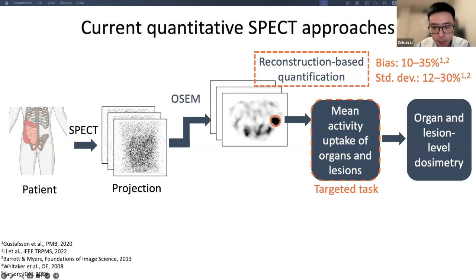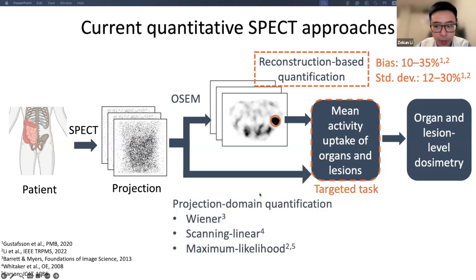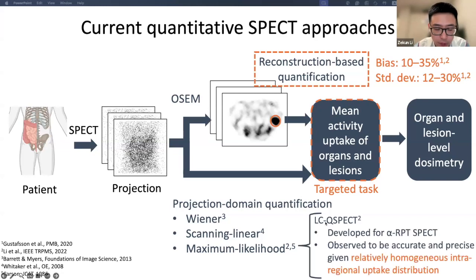In contrast, the projection domain quantification methods directly estimate the regional uptakes from SPECT projections. Given the usually much smaller number of regions, this approach is significantly less ill-posed. It also avoids the potential information loss during the image reconstruction step. There are multiple projection domain quantification methods that have been developed before, including the linear estimator-based, scanning linear estimator-based, and maximum likelihood estimation-based. Notably, based on the idea first proposed by Dr.